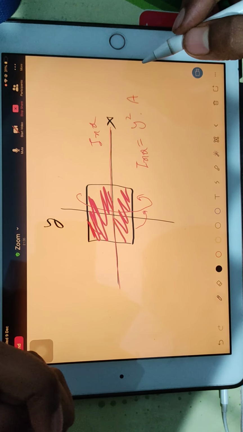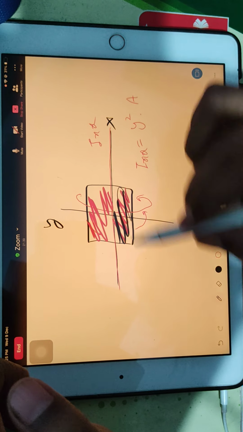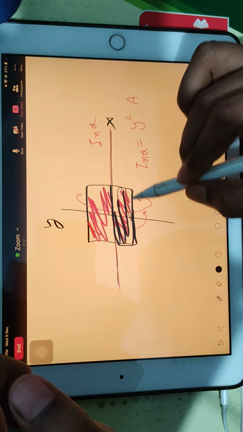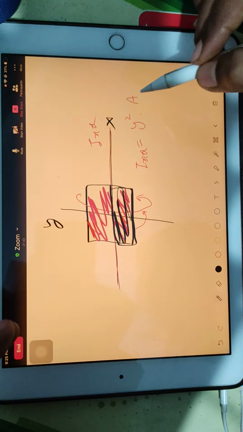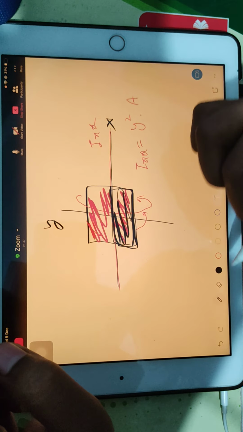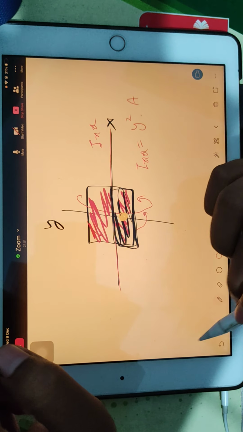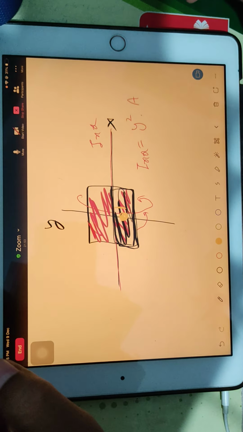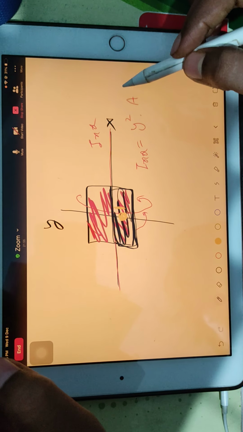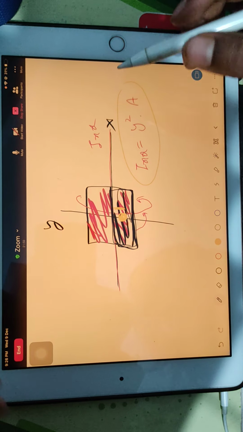Which y square and which area? Area of one side, to find the moment of inertia of one side. But that is lying where? The entire area will lie at one point, that point you consider here. So this gap will give you this. Or the best way to find this, I gave you the trick.